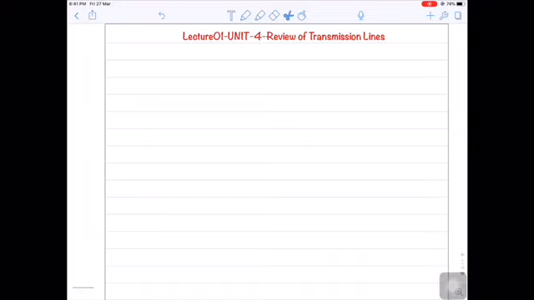Hi everyone. Today we'll have a small review on transmission lines. Then we'll proceed with how these transmission lines can be used as circuit elements at very high frequency. Let's start with the definition of a transmission line.